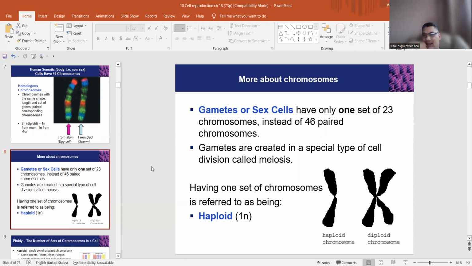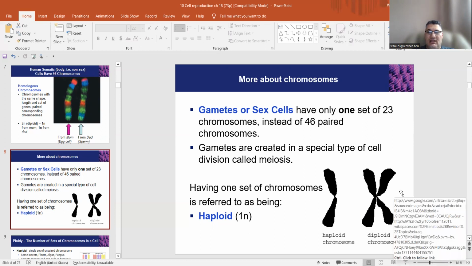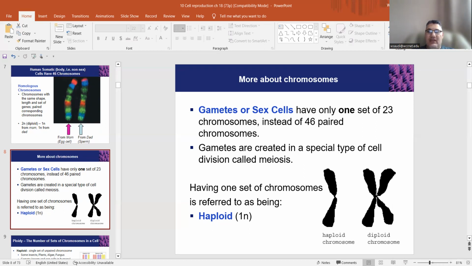Body cell like what? Anyone. Skin, bone, stomach, blood, nerve, anything. All of them contain 23 pairs. The only exception is gametes or sex cells. So those have 23 singles, not 23 pairs. So the total number is actually 23 because they have 23 singles, not like this. This is 23 pairs. The total is 46.